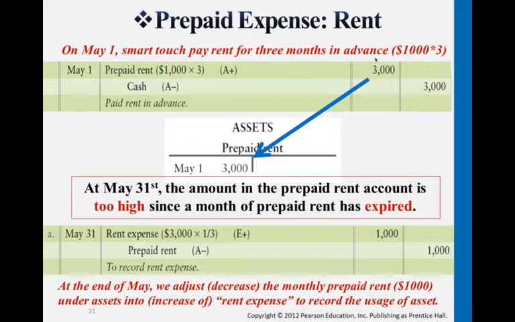Now in the middle, you'll see a prepaid rent account there. After we do this transaction, what would happen to that T account? Would it still look like that? What would happen? What would it look like then?